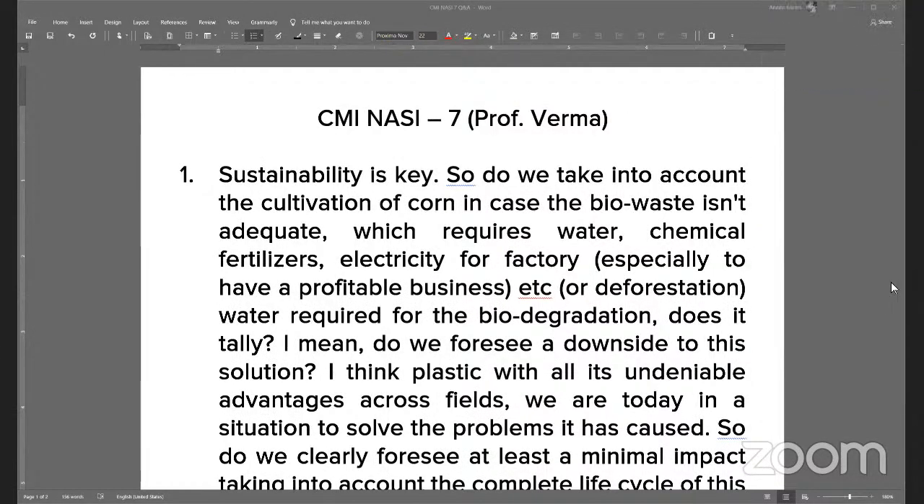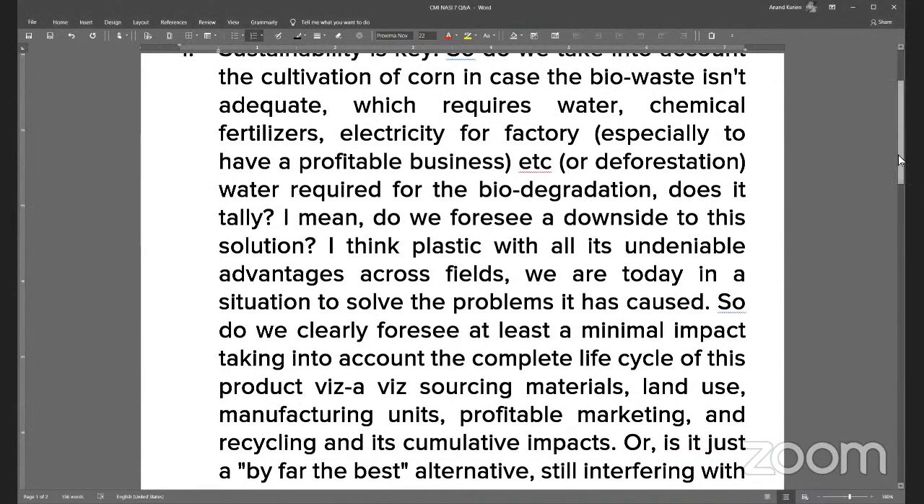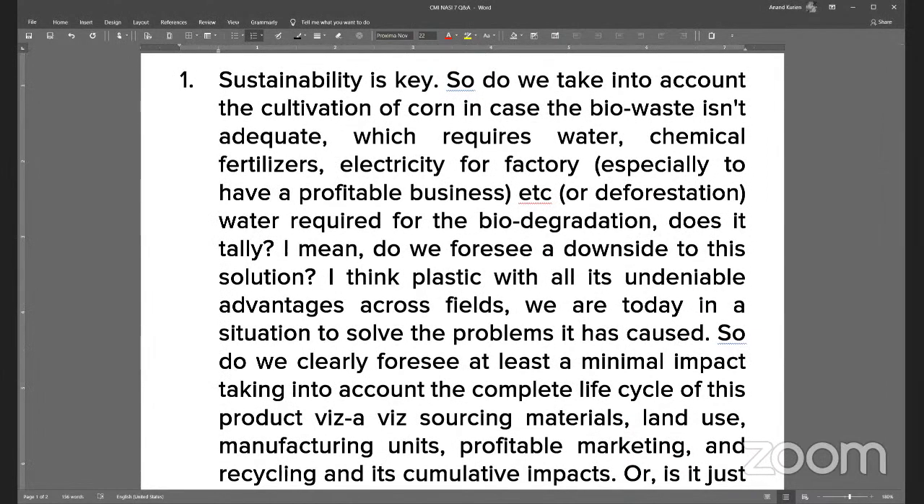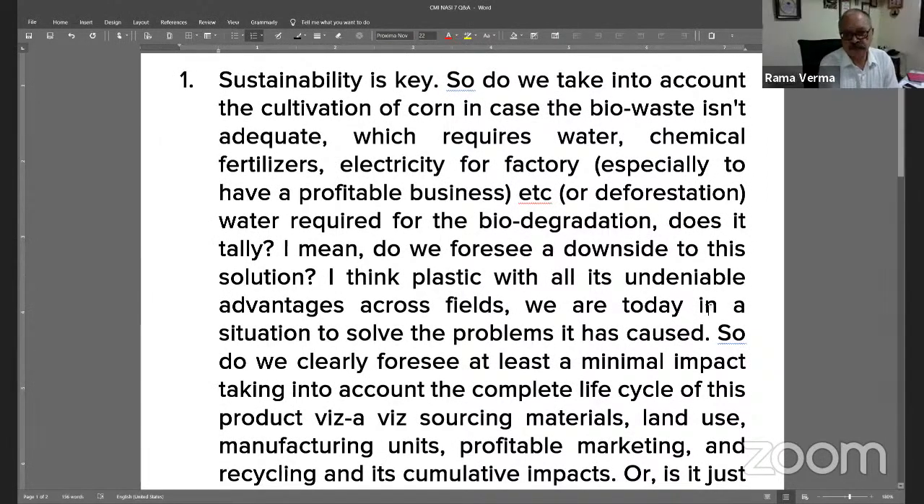Professor Verma, can you see my screen? Yes. This is a rather long question. I'd appreciate if you can just read it out as you answer it. See, the question is, sustainability is the key. Do we take into account the cultivation of corn in case bio waste is not adequate, which requires water, chemical, fertilizer, electricity for the factory, especially to have a profitable business sector? Or deforestation, water required for the biodegradation, does it tally? I mean, do we foresee a downside of this solution?